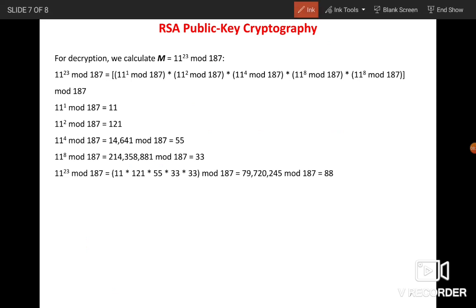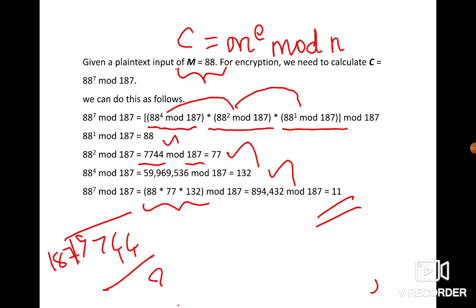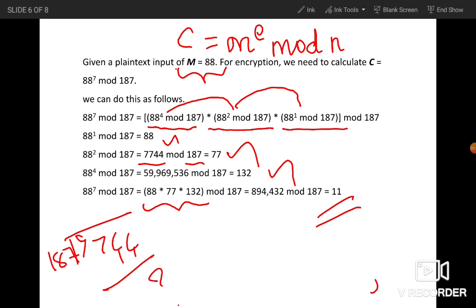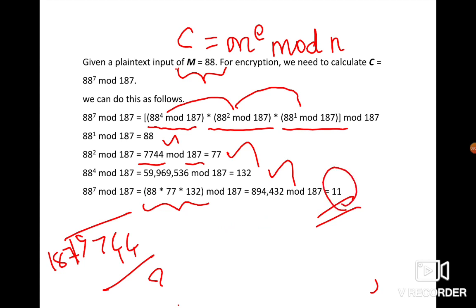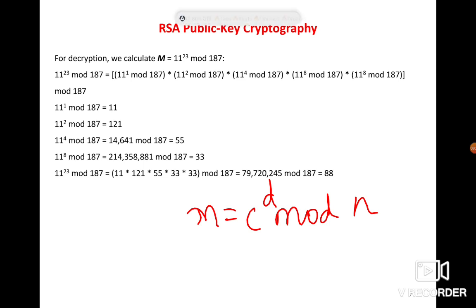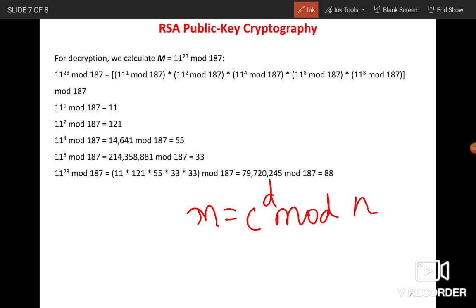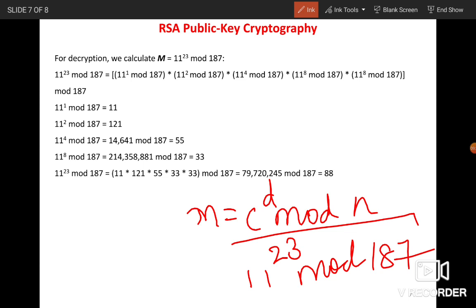For decryption, you have to apply a different formula, that is m equal to c power d modulus n. So what is the value of c in the previous step? It is 11. Okay. So 11 is our ciphertext. So now you have to substitute 11 and the d value is 23, modulus 187. So this is the value we need to calculate.